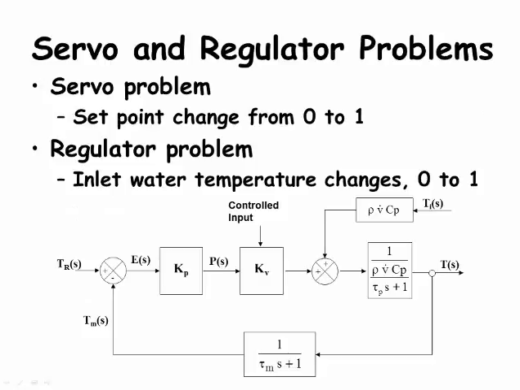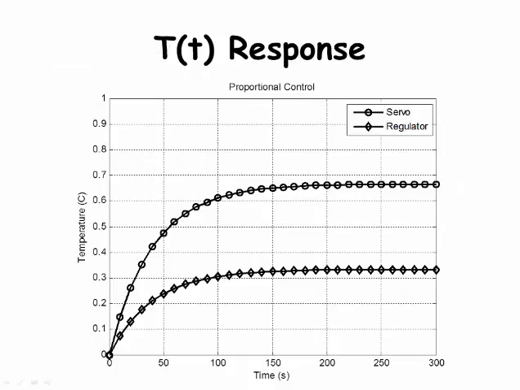Before I show the results, let's review what we have done. We have written the transfer functions for the regulator and servo problems for the fluid heating system using proportional control, and we have had the system experience a unit step change in the set point and in the inlet water temperature. Here is a plot of the two results arrays Y1 and Y2. The top line is the servo problem results, and the lower line is the regulator problem results.